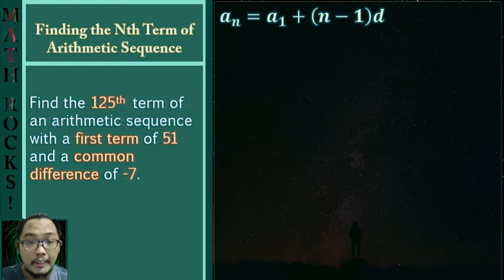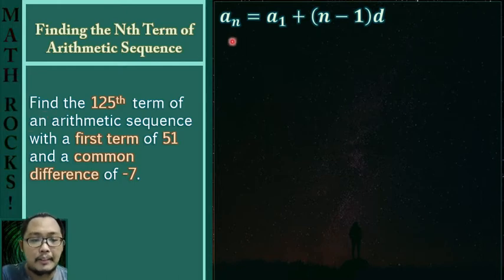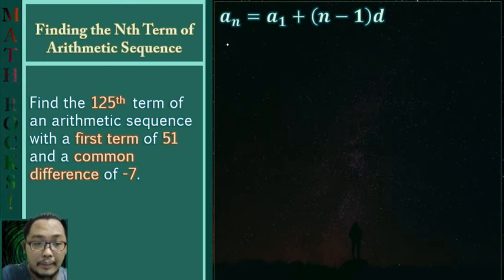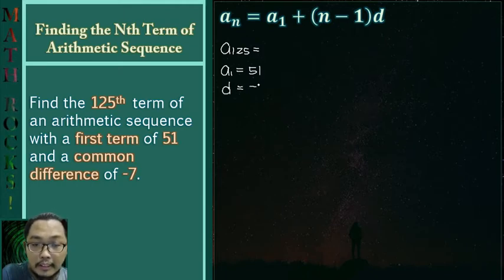Let us proceed to our next example. Here we need to find the 125th term of an arithmetic sequence with a first term of 51 and a common difference of negative 7. Just like in our previous example, we have to write all the important information in the problem. Doing so, we have the question a sub 125, with a first term equal to 51 and the common difference equal to negative 7.